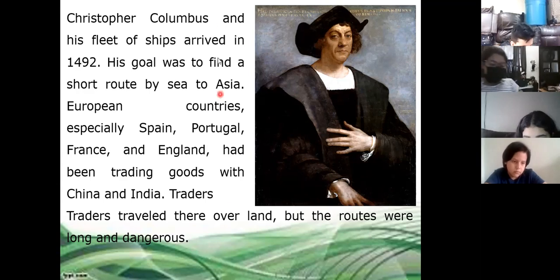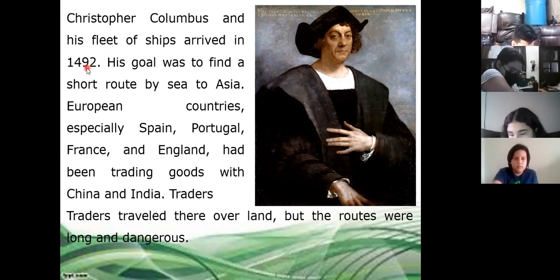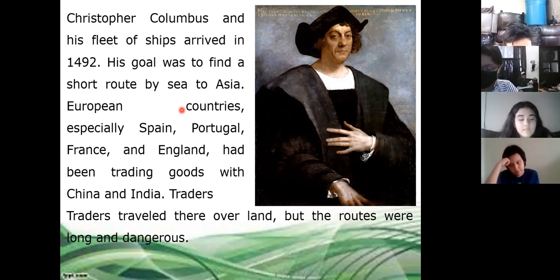Thank you so much. Remember, he arrived in 1492. Christopher Columbus, the ships that he was there. From which country was Christopher Columbus coming, class? Oh, I don't remember. Spain. Remember, from Spain. There were also some people coming from Portugal, France, England, and even from China and India. They were looking for a route to go to Asia.